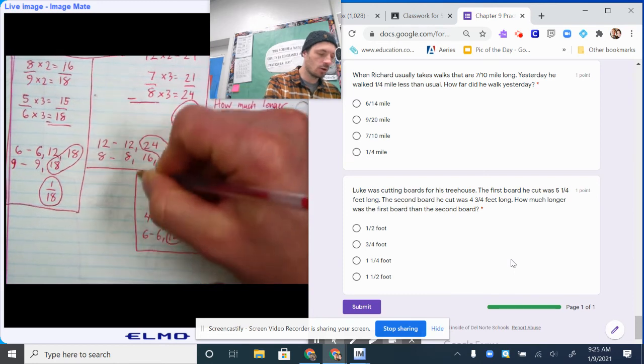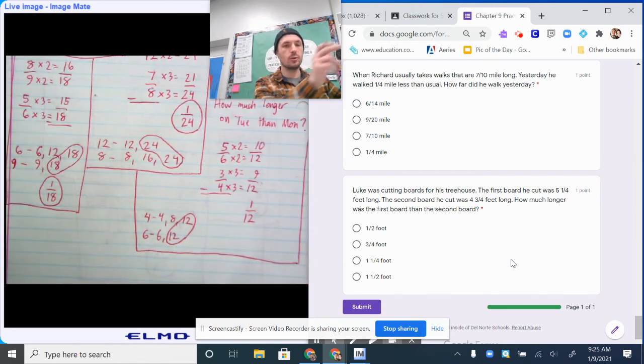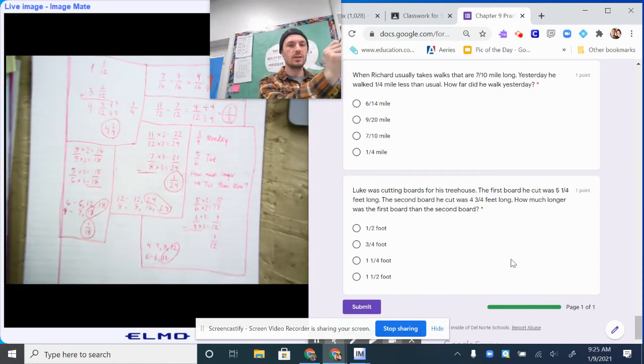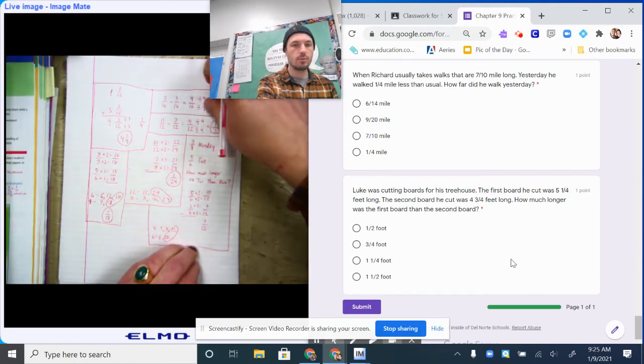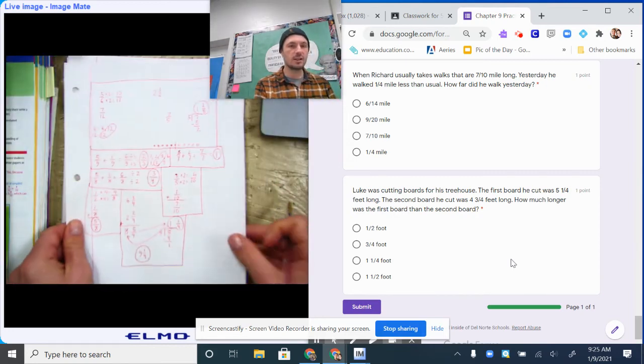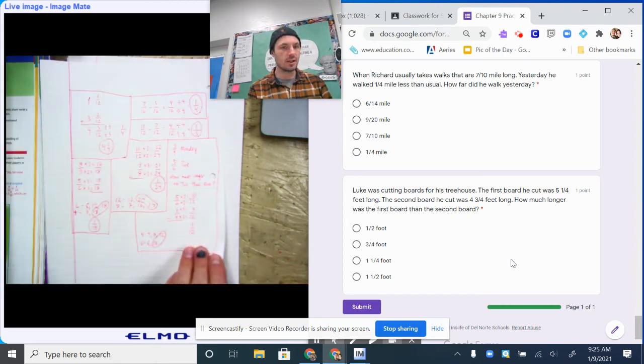Notice how much work there is on this scratch paper so far. I'm going to zoom out a little bit. This is what your scratch paper should look like when you're about to be finished with a test. Look, this entire page is filled up. This entire page is filled up.